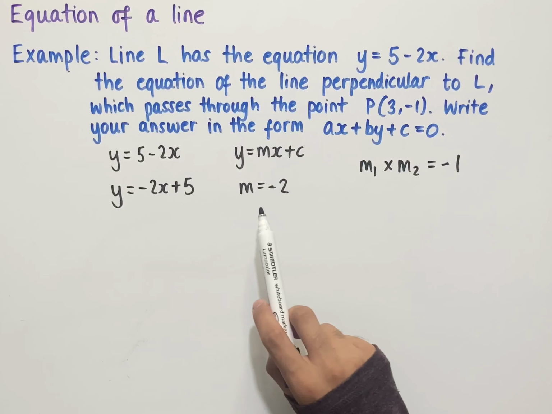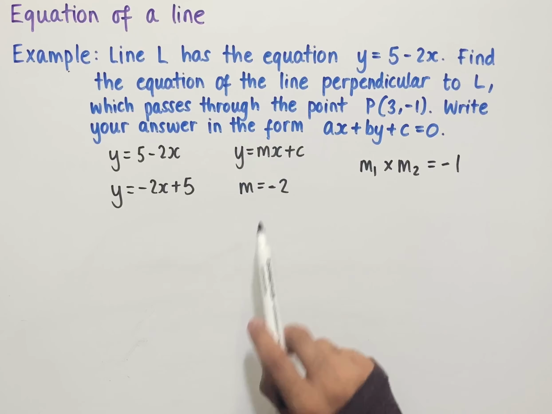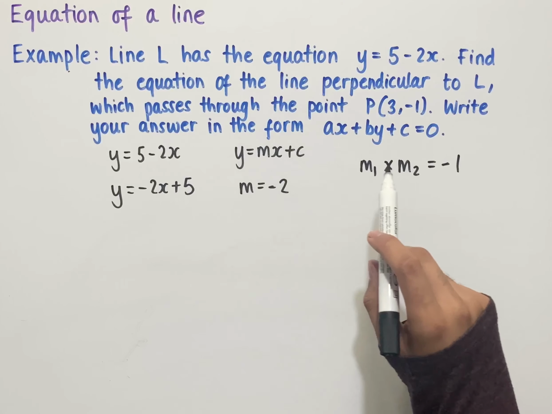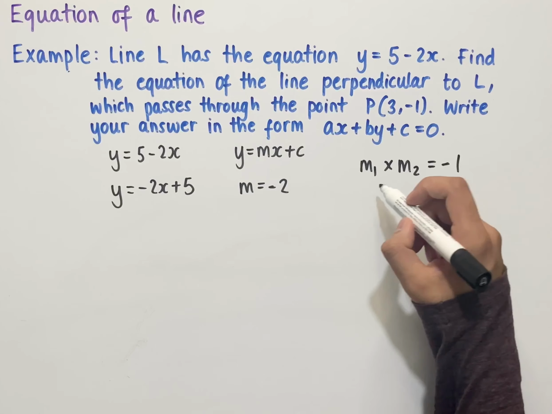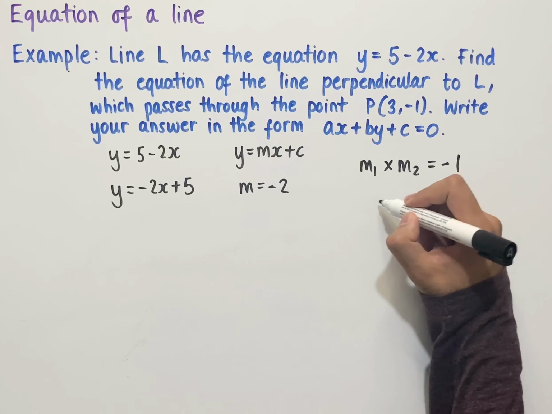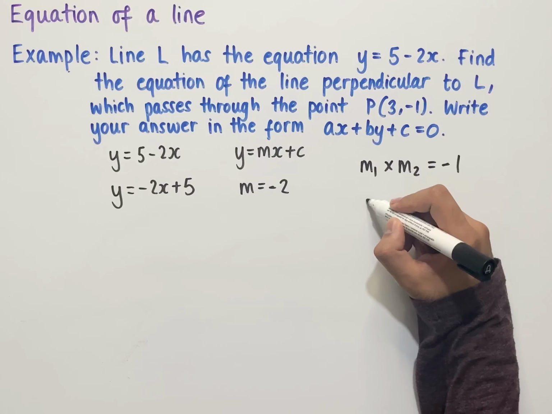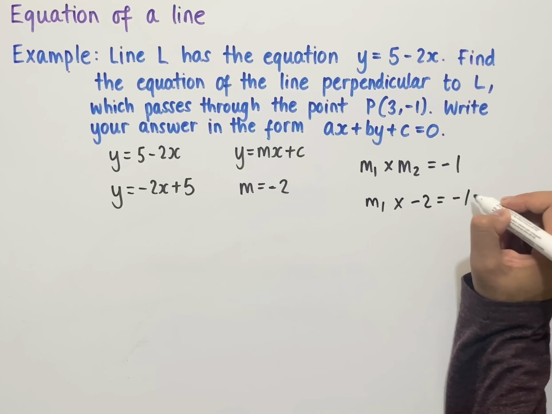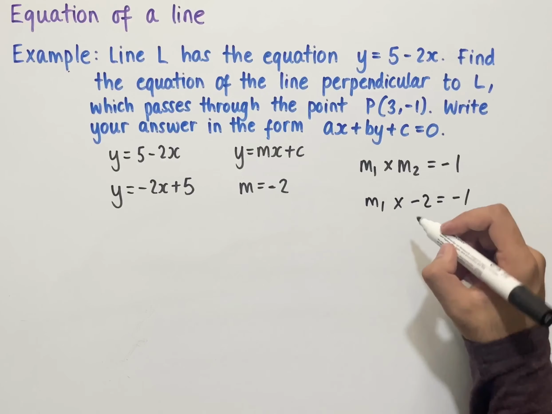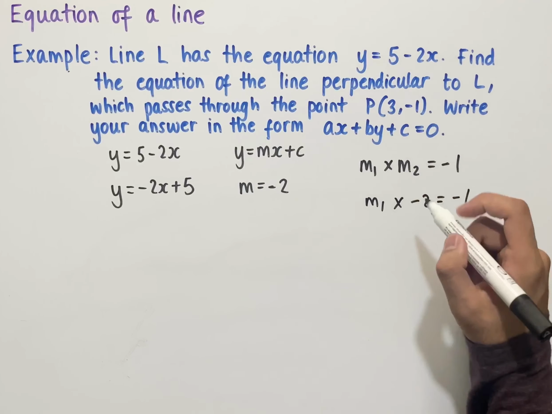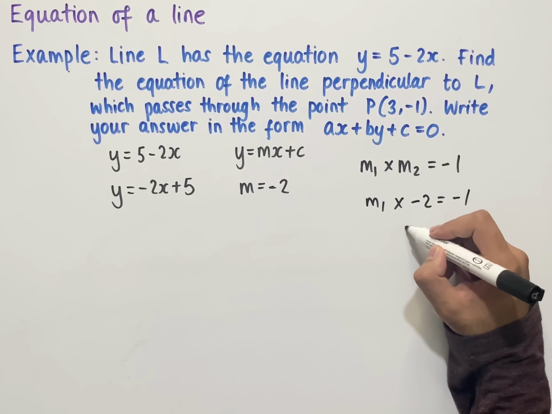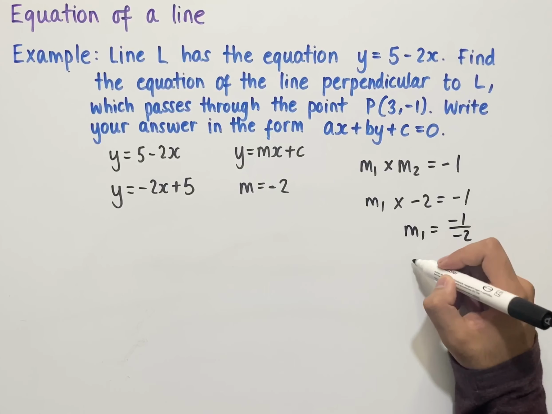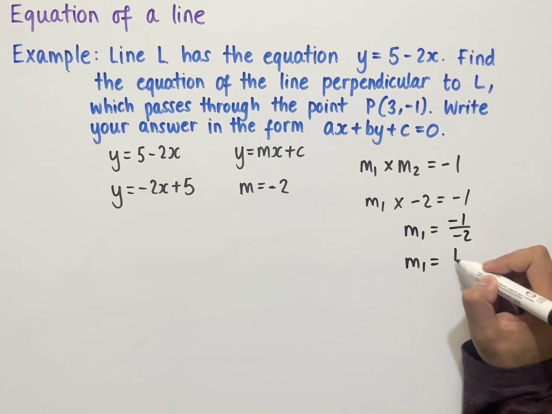In this case, we know one of the gradients, which is minus 2, and so we're trying to work out the gradient of the line that's perpendicular to L, and so we use this equation. So let's substitute minus 2 in. So we have m1 multiplied by minus 2, which equals minus 1. And so if we're trying to work out m1, which is the gradient of the line perpendicular to L, we divide both sides by minus 2. And so m1 equals minus 1 over minus 2, which is the same as a half.